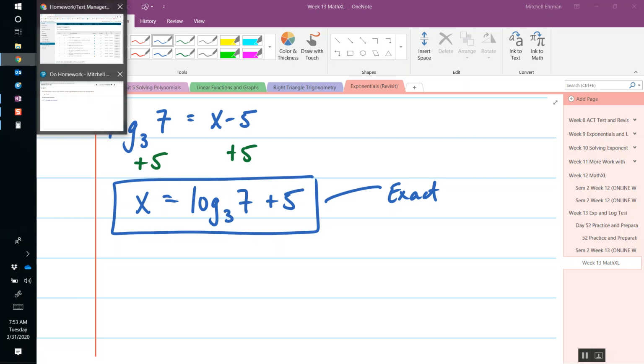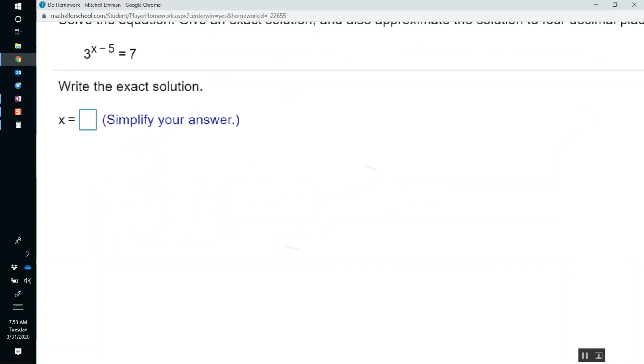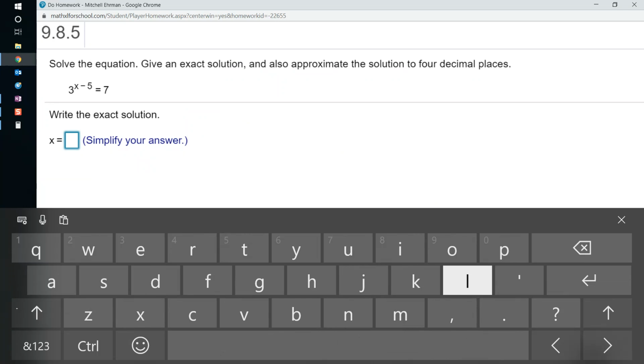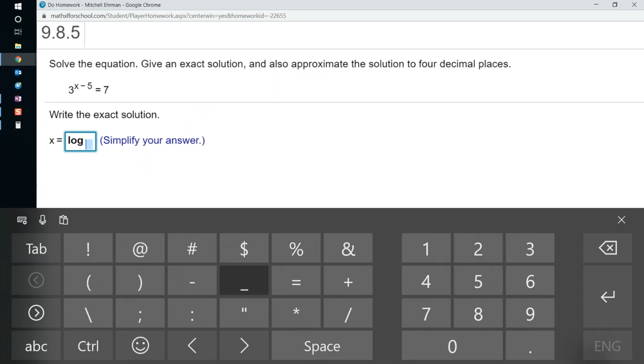So if I jump back to the MathXL question, the exact solution should be, and there's a shortcut here, you can actually type log, and then if you use your underscore button by holding shift and the hyphen key, by pressing that underscore button, it actually drops down to the base of the logarithm. So we've got log base 3, and then I'll use my right arrow to jump out of that, of 7. And we can add 5 to that afterwards. And that's our precise answer.